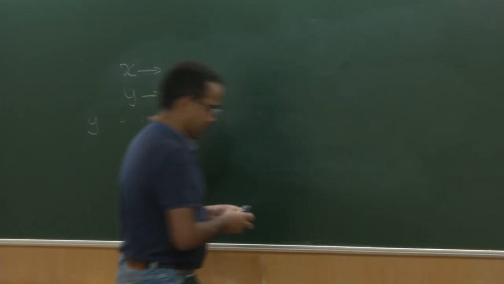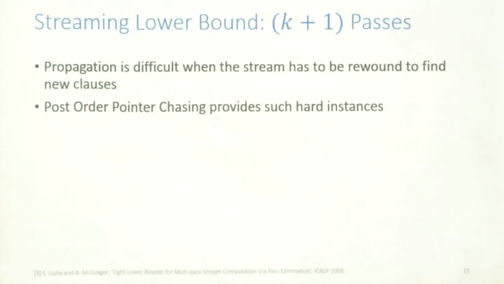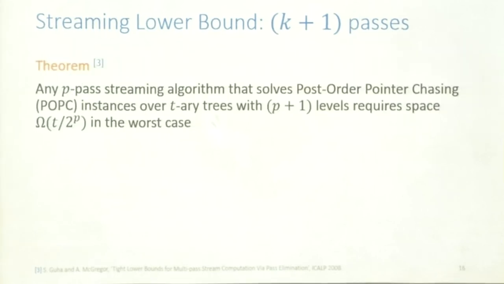So this is the kind of instance that will be produced by this problem called post-order pointer chasing. This problem was introduced in a paper by Guha and McGregor, and they showed that any p-pass streaming algorithm for this problem requires space at least this much. I'll explain what this expression means, and it will become clear what these two quantities are in the next diagram.